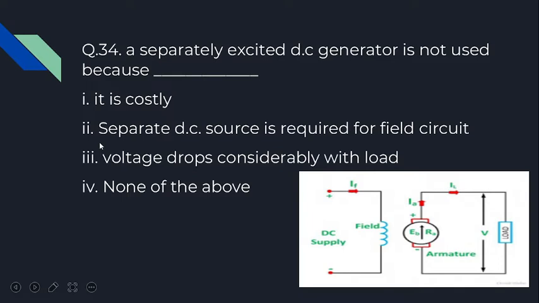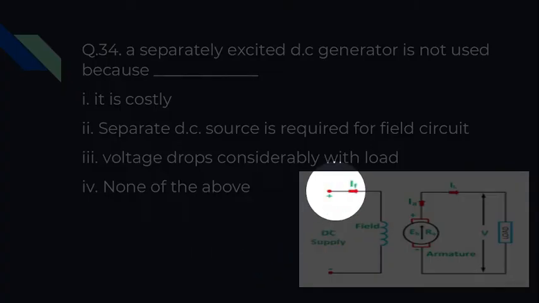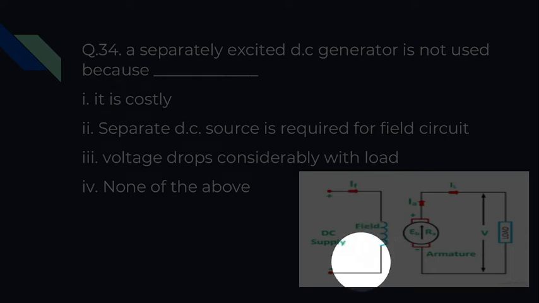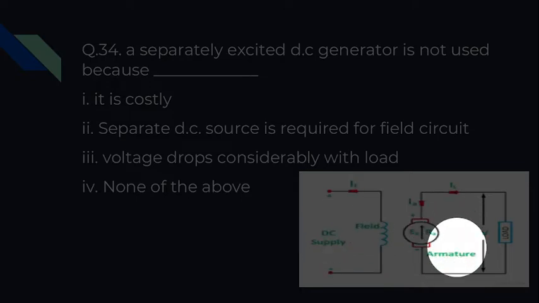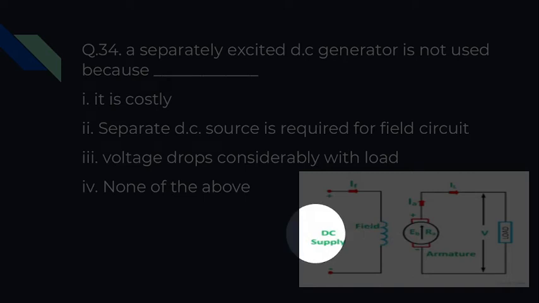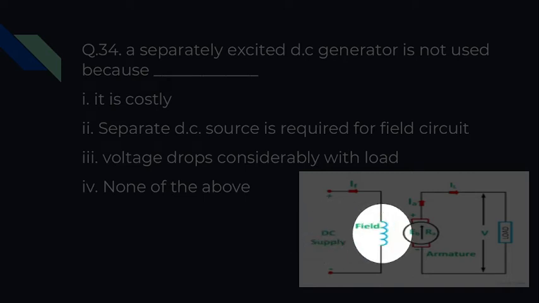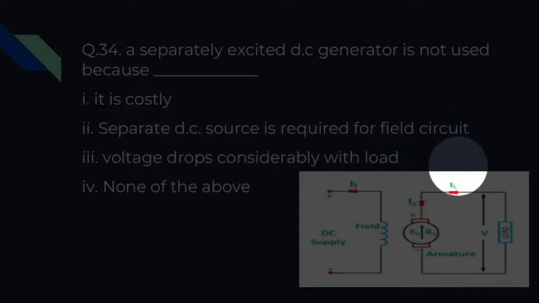Now let's move to question number 34. A separately excited DC generator is not used because dash. Okay, in this picture you can see we have a separately excited DC machine. Separately excited, as the name itself indicates, means the field winding is excited with a separate DC supply. So we need to use another DC supply to excite the field winding. That is the major problem in this separately excited DC generator, and because of this reason it is not used. So option 2 will be the answer for this question: a separate DC source is required for the field circuit.